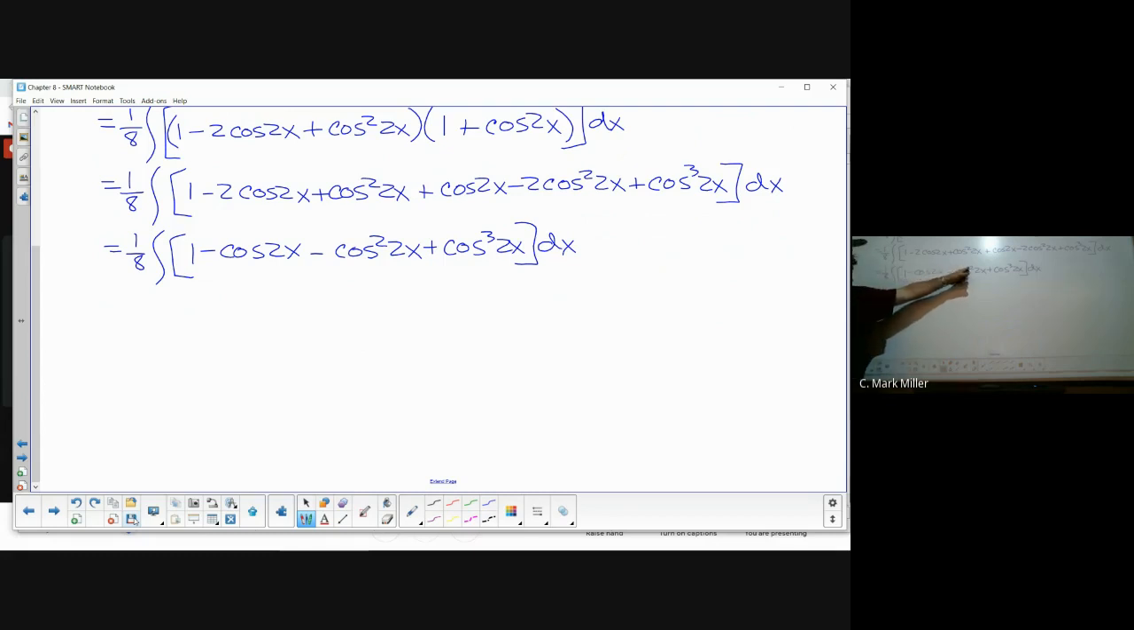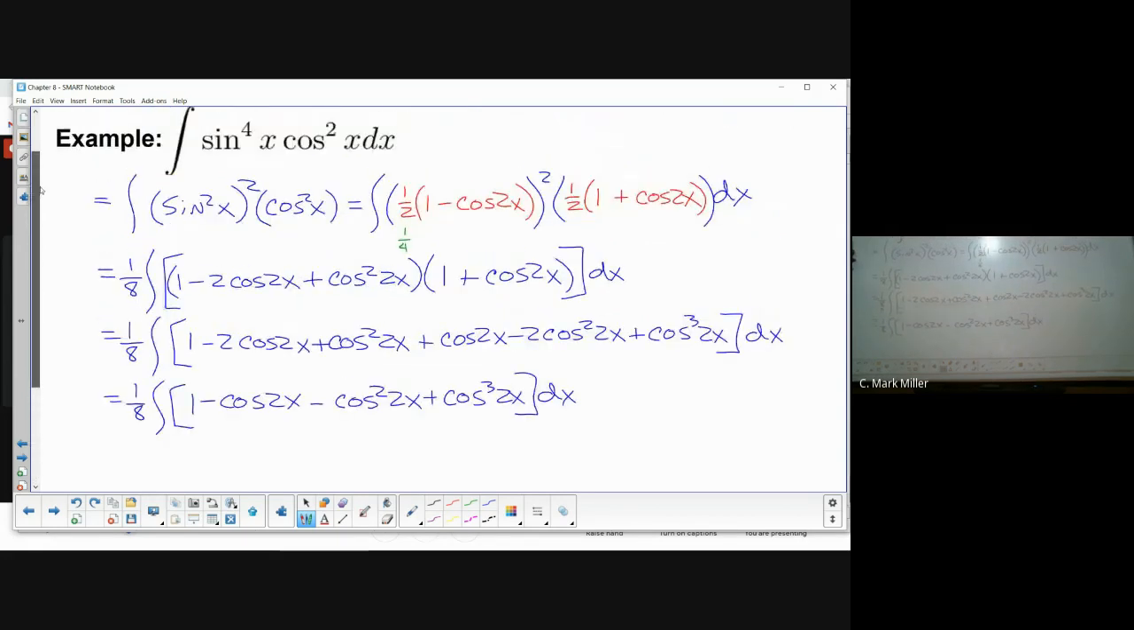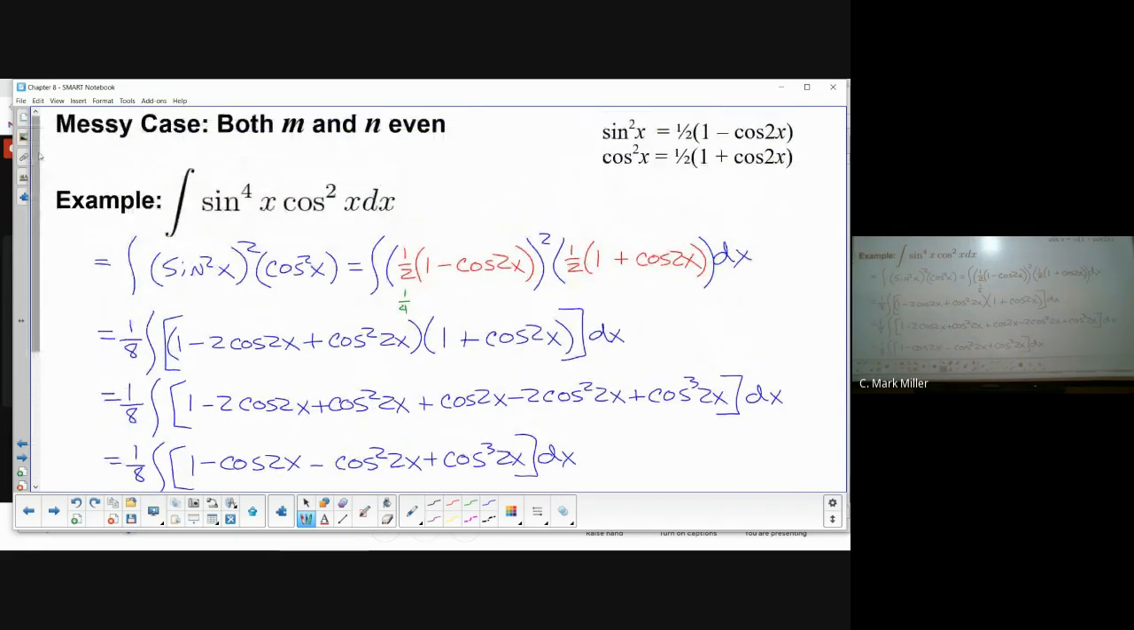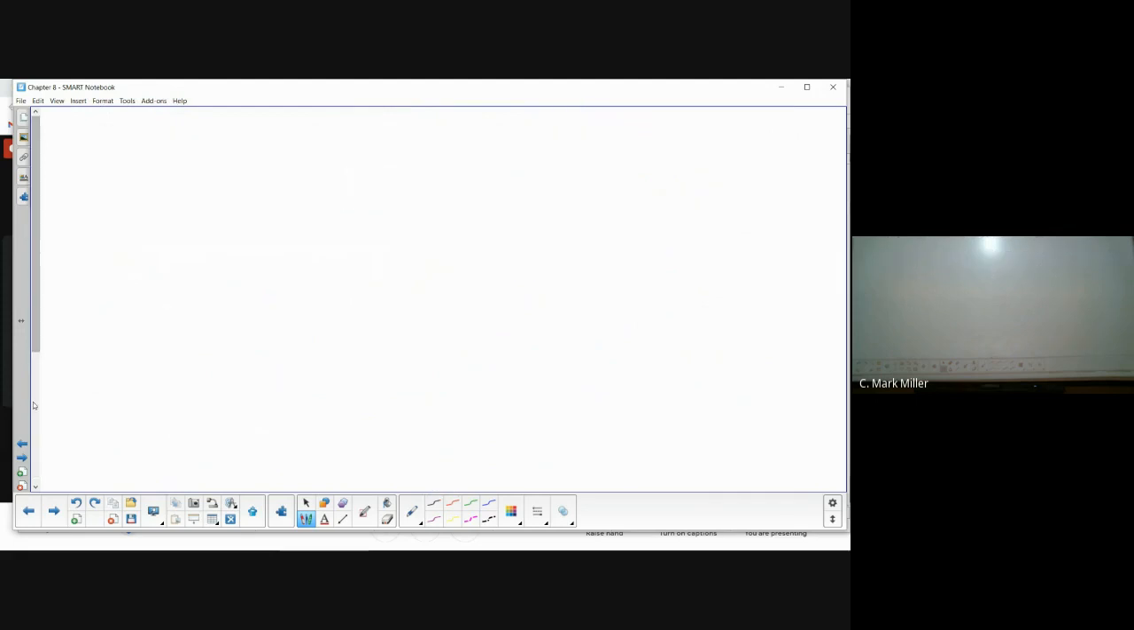This one has a squared in it. How do we integrate cosine squared? Not with 1 minus sine squared. We integrate this cosine squared by using that. It's true. Okay. And then cosine cubed.